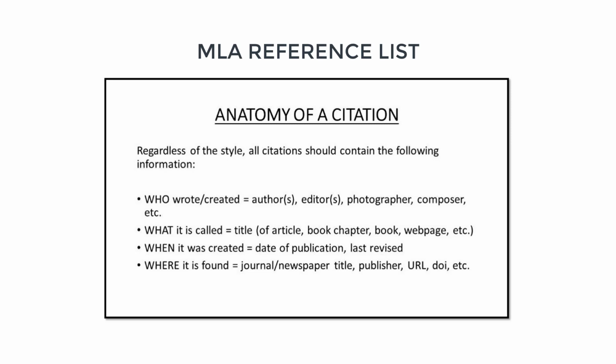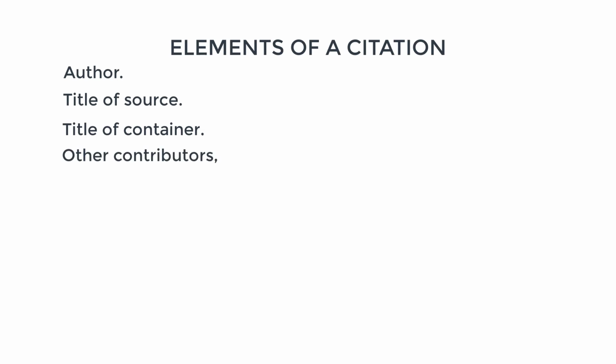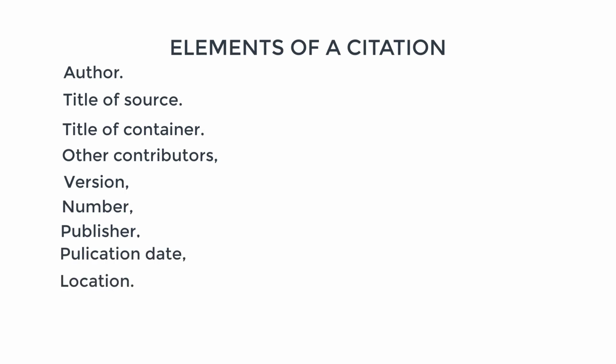The MLA Style Guide is currently on its 8th edition. This edition is made to be adaptable to a wide variety of sources, some of which we will cover here. All MLA citations can include the following elements in this order: author, title of source, title of container, other contributors, version, number, publisher, publication date, and location. Depending on the source you are using, you might only use some of these elements in your citation. Let's go through each one to explain.